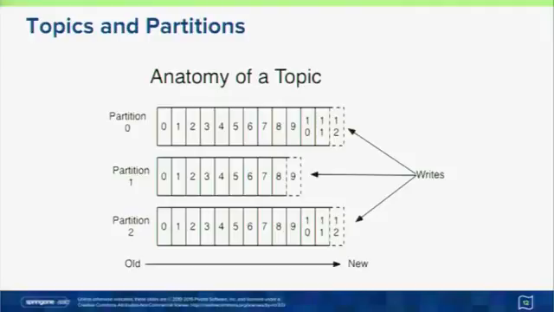And when you write to a partition, you're always appending to the end of the log. So every single write appends to the end of the log. And Kafka guarantees ordering within a partition, so every single write that a producer makes is guaranteed to be in sequence for when you actually wrote it, on a partition by partition basis.